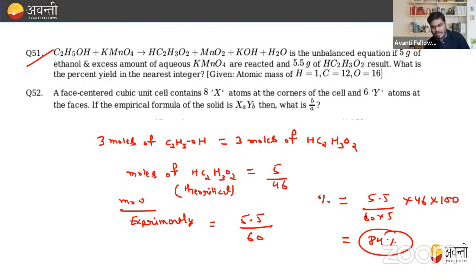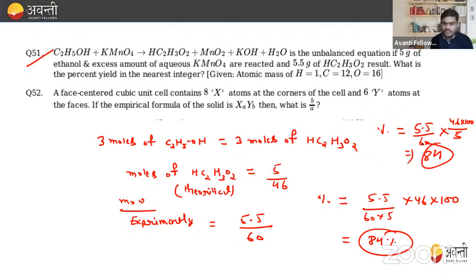So percentage yield means what? That is how much you observe experimentally, divided by the theoretical value. So you'll get the answer. Just like this is 5.5 over 60, and we divide by the theoretical, so it will become 46 upon 5. And for percentage we use 100. So by solving this we get 84, right? So this is the correct answer for this question, that is 84%. Okay, I hope it is clear to everyone.